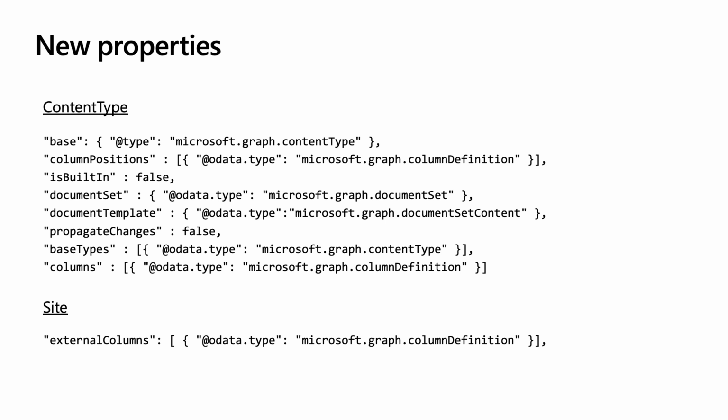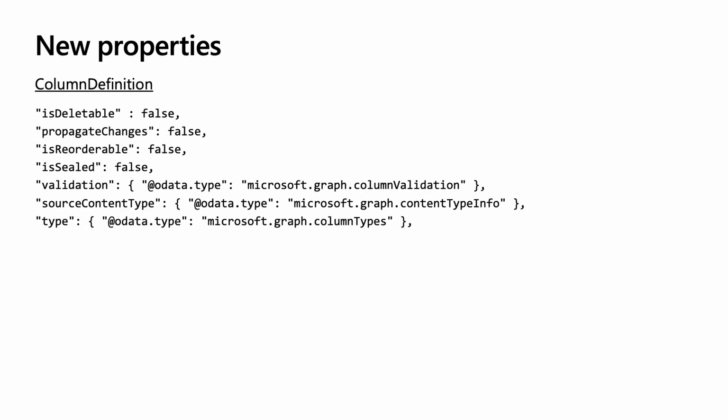and list content types. The site entity will see a new external columns property, and the column definition entity will again have a bunch of new properties that will allow you to define the source content types. So let's take a look at some of the sample requests and responses that you can expect when these APIs become available.